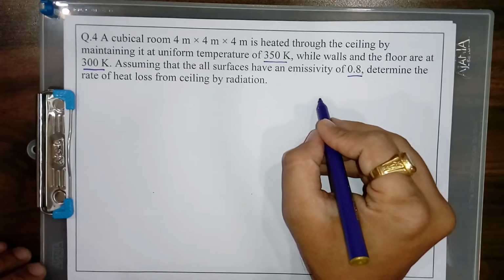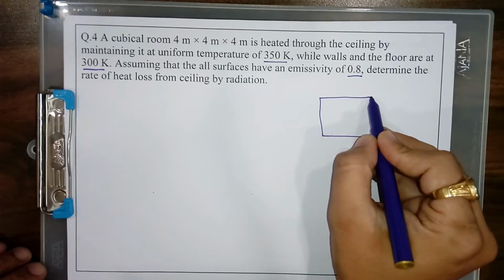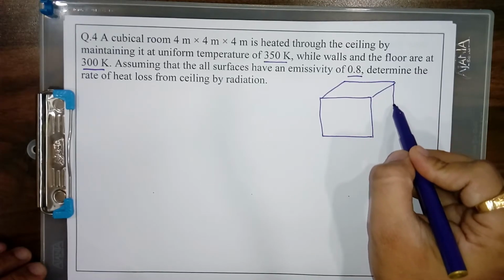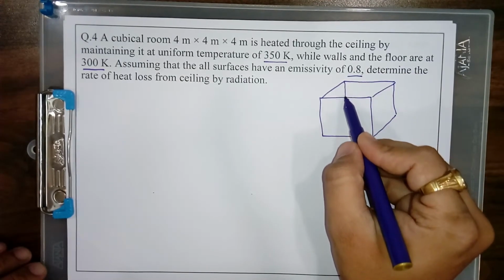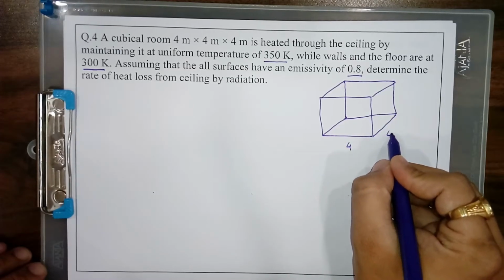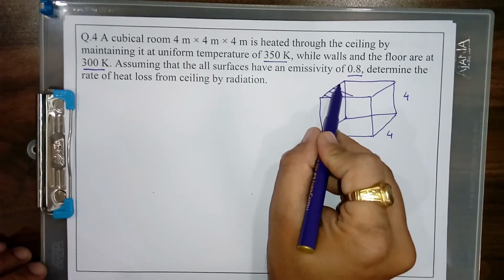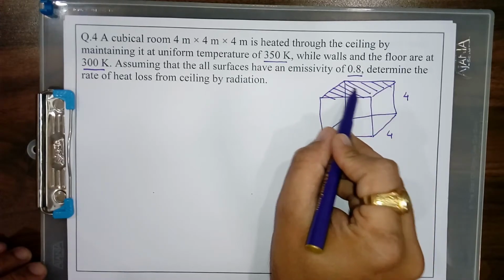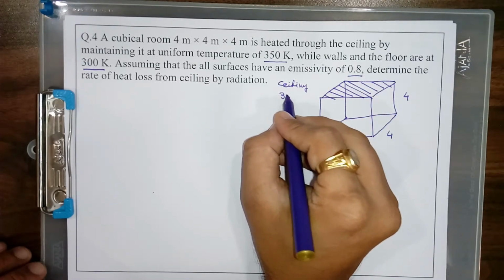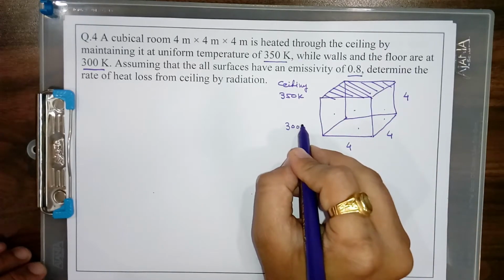So let us first interpret the situation given in this numerical. One room is given having dimensions of 4 by 4 by 4. It is a cubical room, so the dimension of all the sides is 4 meter, and it is given that it is heated from the ceiling. So this is a ceiling, and the heat is supplied from the ceiling to all the parts, and the ceiling is maintained at 350 Kelvin, and all the other surfaces are maintained at 300 Kelvin.